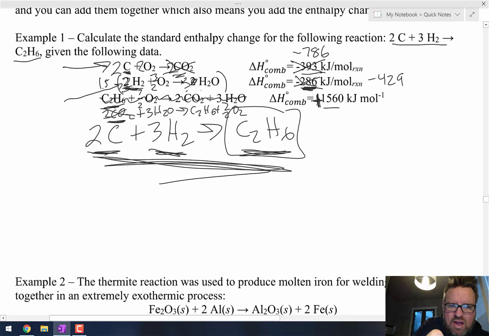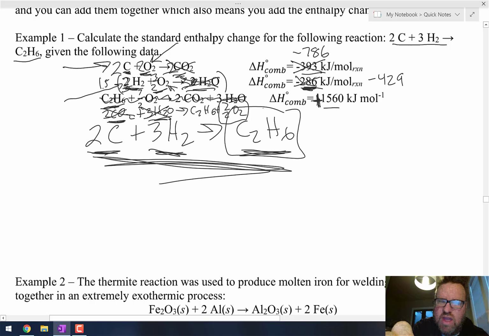Okay, and you've got 3 waters. Here you've got 3 waters. Cancel, cancel. Okay, and now we have 2 O2s plus another 1.5 O2s, right? On the reactant side, you've got those 2 O2s plus another 1.5 right here. So that makes 3.5 O2s.